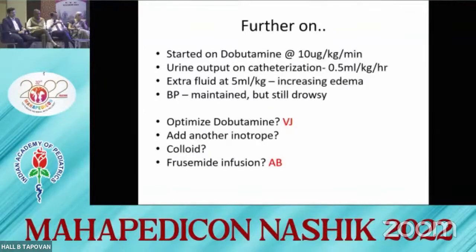Actually, at 10 mics, the child should have responded if it had a purely cardiogenic element. Like Madam said, this is a mixed picture. So maybe our choice of inotrope was not right. We should have really gone for NORAD and then maybe stepped up NORAD a little bit before thinking about dobutamine, unless we have, as Dr. Vinay said, some evidence of cardiac dysfunction.